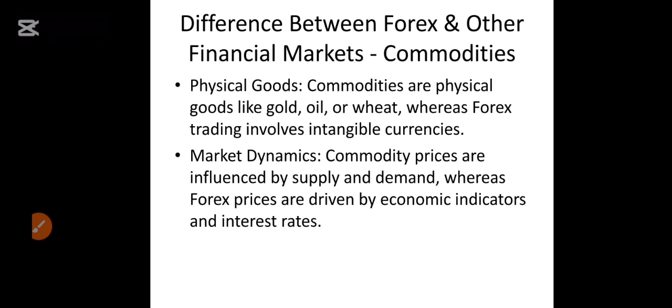Difference between forex and other financial markets like commodities. Physical goods: commodities are physical goods like gold, oil or wheat, whereas forex trading involves intangible currencies. Market dynamics: commodity prices are influenced by supply and demand, whereas forex prices are driven by economic indicators and interest rates. Do you get it?